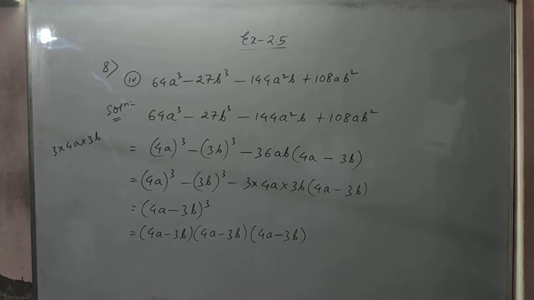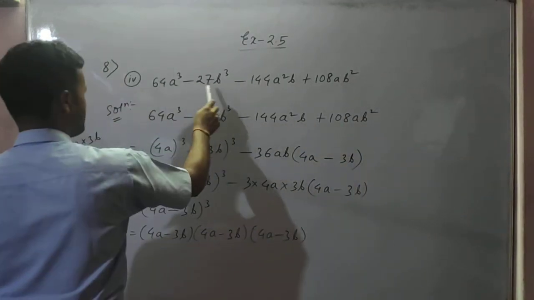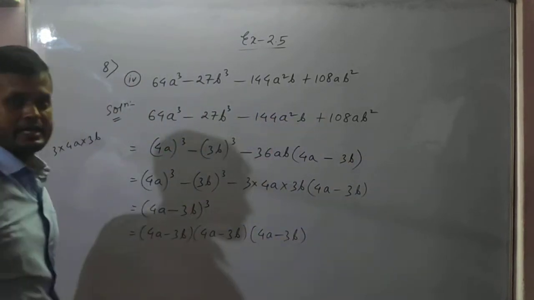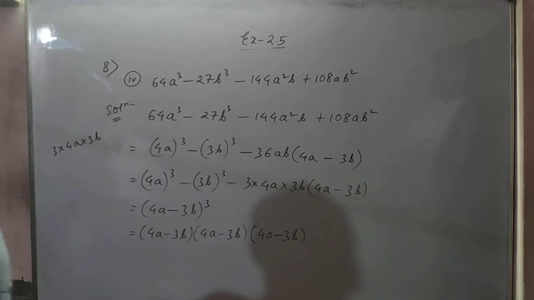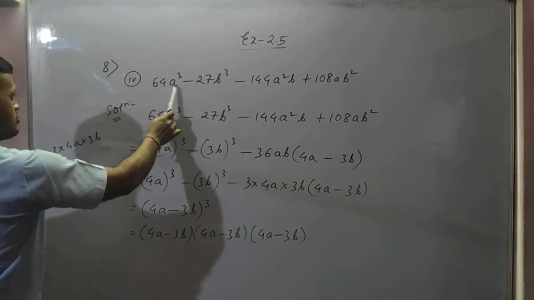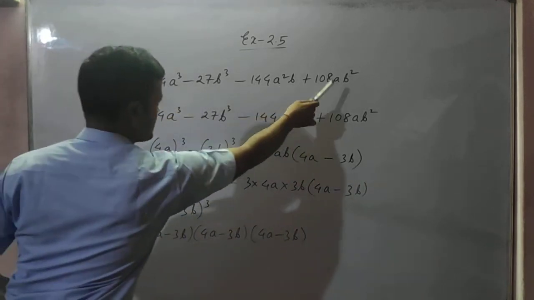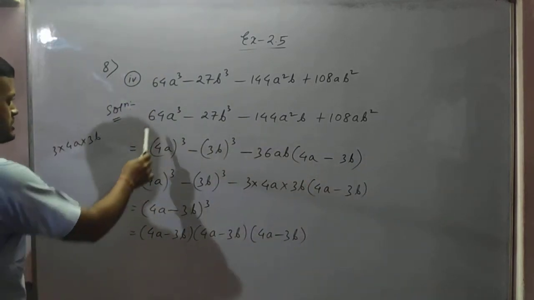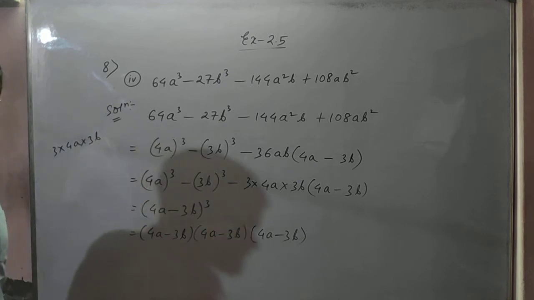So students, the question is like this: 64A cube minus 27B cube minus 144A square B plus 108AB square. We have to factorize this. Once again, I saw that here A cube is there, here B cube is there, A square B and AB square. So I thought that I can take it in the A minus B whole cube formula. So 64A cube, I wrote 4A whole cube.